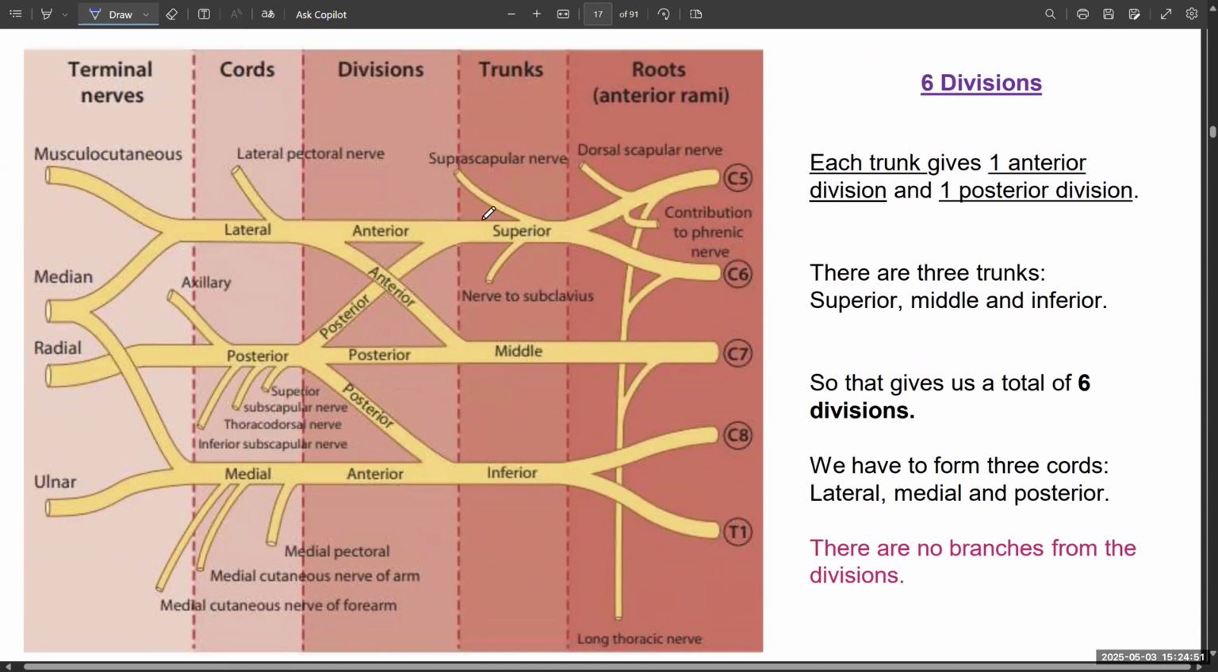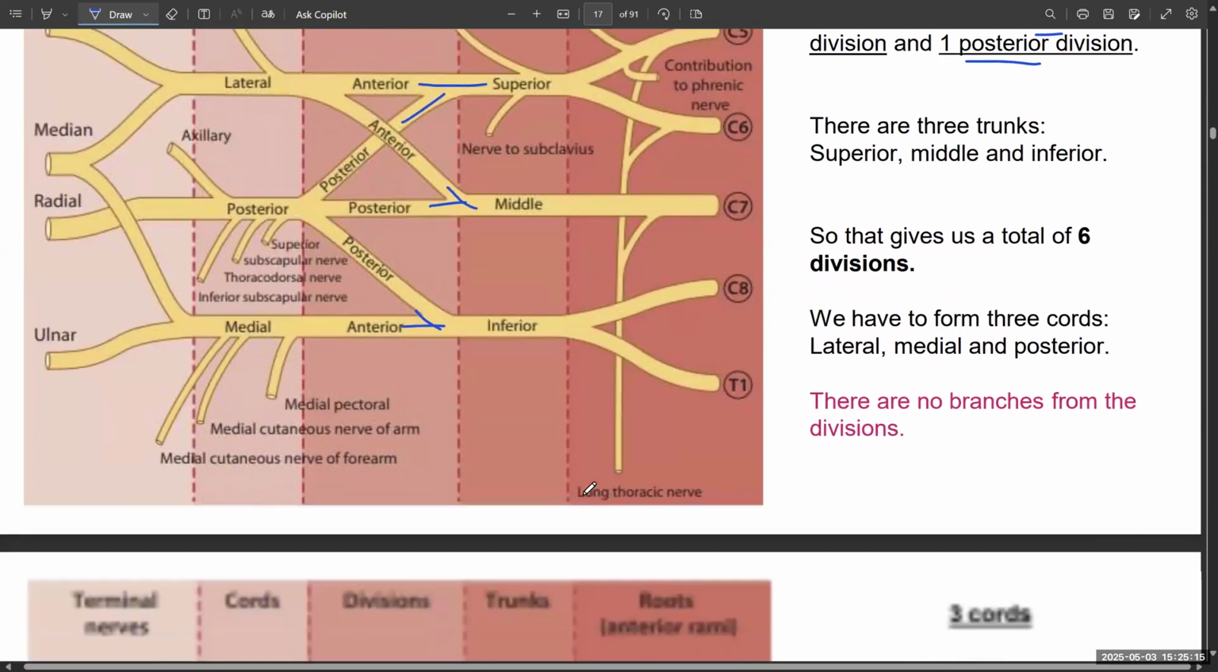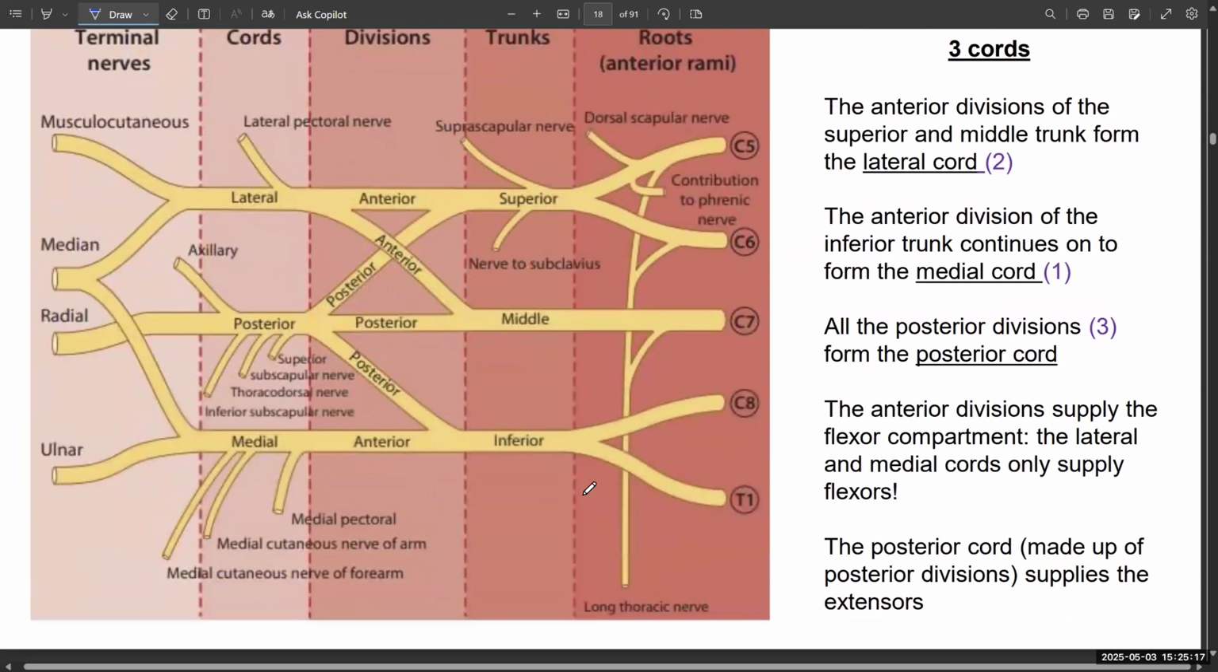Each of these trunks is going to give off 2 divisions. It's going to give off an anterior, and it's going to give off a posterior. So 3 times 2 is 6. So we have 6 divisions: superior, anterior, and then posterior. Middle is going to give anterior, and then posterior, and then inferior is going to give off anterior and posterior. Okay, pretty straightforward. And there are no branches. If you look at this area, you don't see any branches. So that's great. Moving on to the cords.